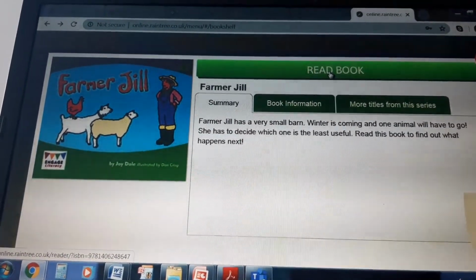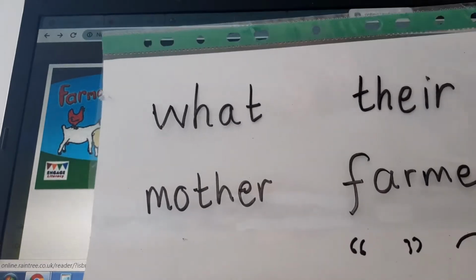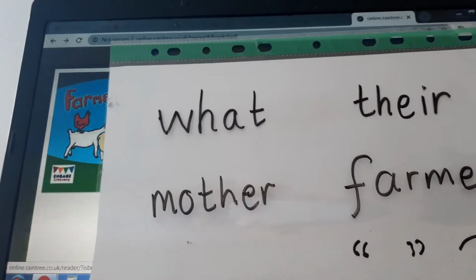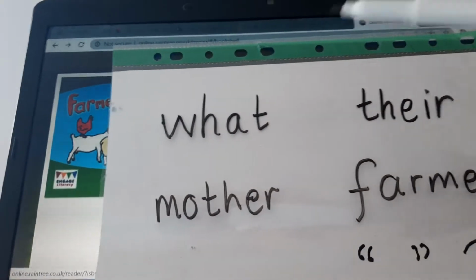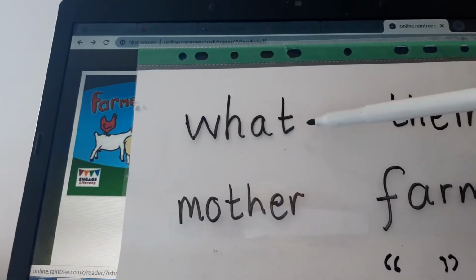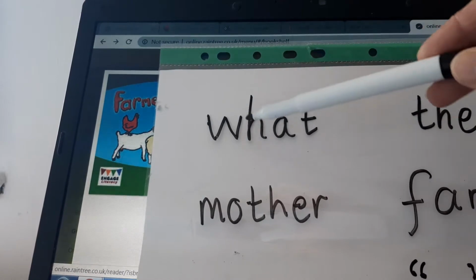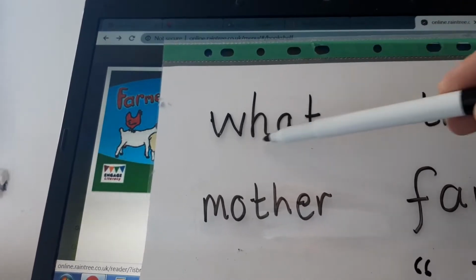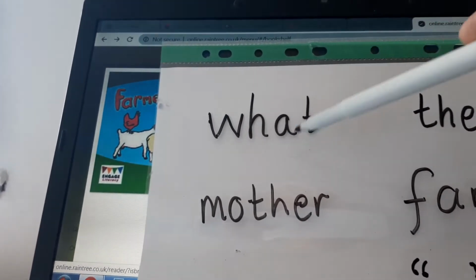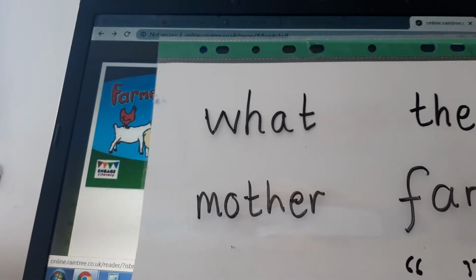Before we start to read the book, these are some of the words we're going to come across that might be a little bit tricky. So, what? This word says what. What's the tricky part here, isn't it? Because we can't hear it. What? And this part's a bit tricky as well.